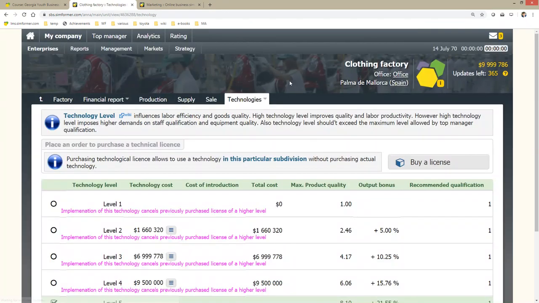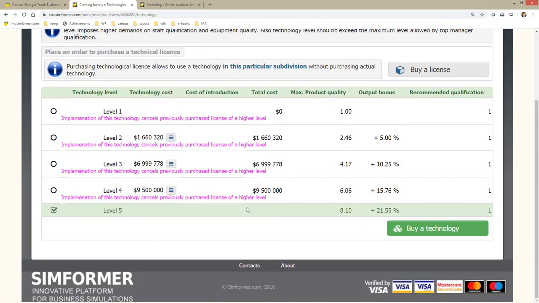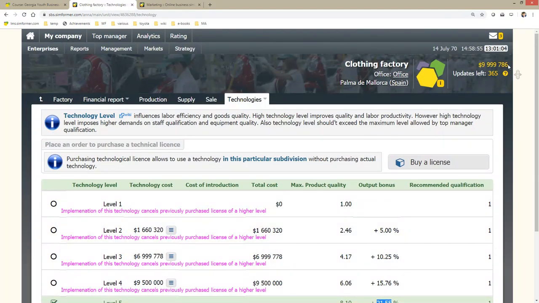Technology level is something that you already have pre-installed, so that's level 5. As you can see, the maximum quality you can produce is 8.10, but also a higher level of technology gives you an opportunity to produce more, so it increases the output bonus of the production. So in this case, that's pretty good. Buying technologies could be available. They might show up if someone is selling them. Take into consideration that their price is pretty high, so you should have enough cash for that. Every company will have only 10 million, so be careful there.